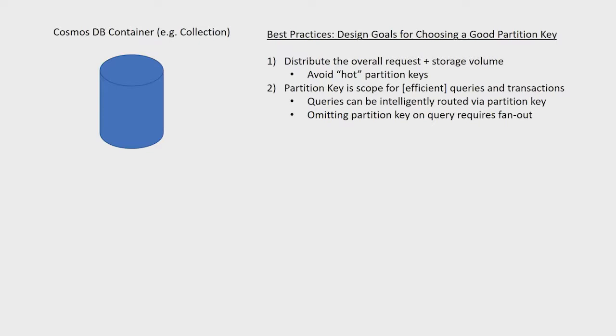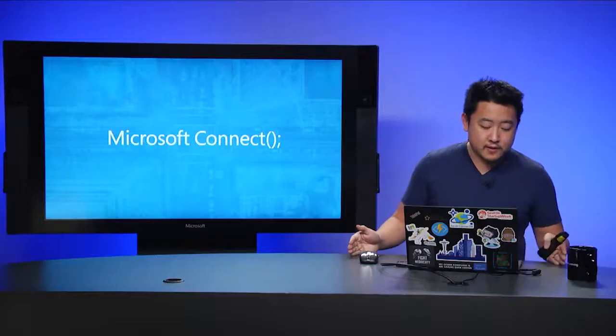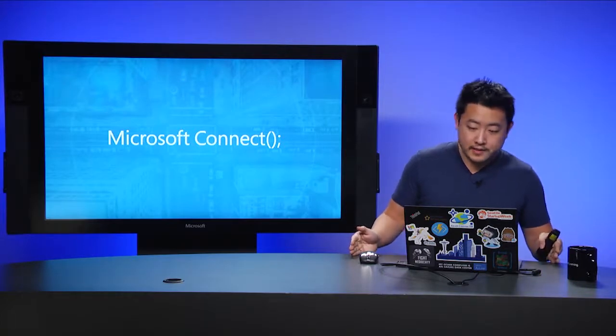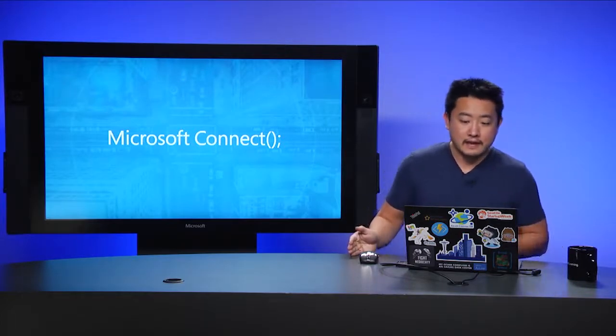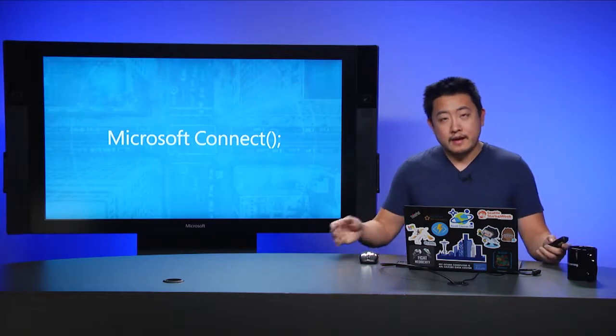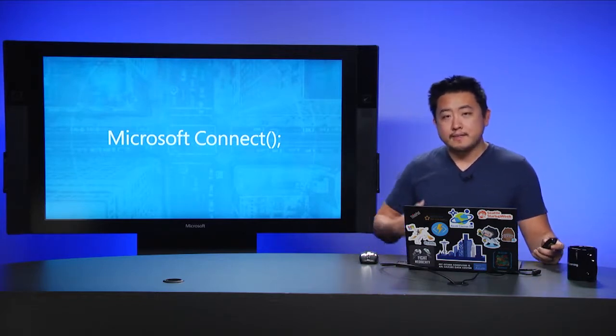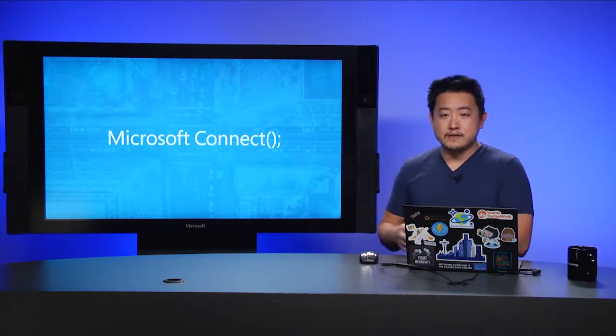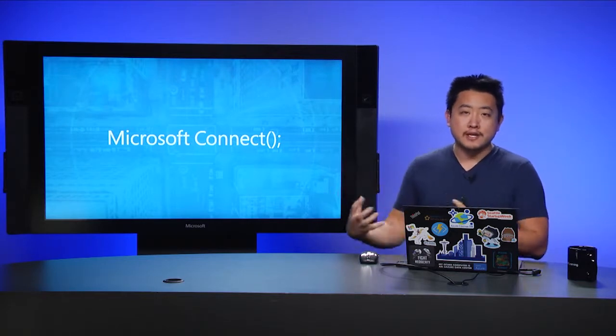And basically, this is going to steer you towards opposite ends of the spectrum. If you want to hit the first design goal really well, this is going to steer you towards very fine-grained partition key values, maybe something like the ID. While on the other end, in order to make queries and transactions really easy, you might actually choose a very coarse partition key.